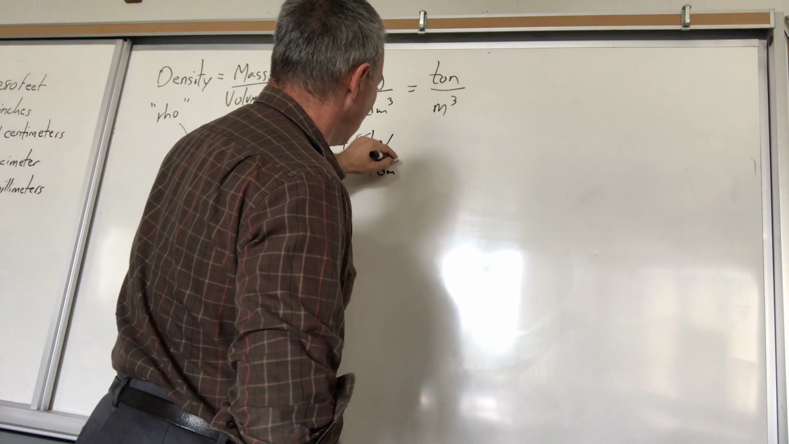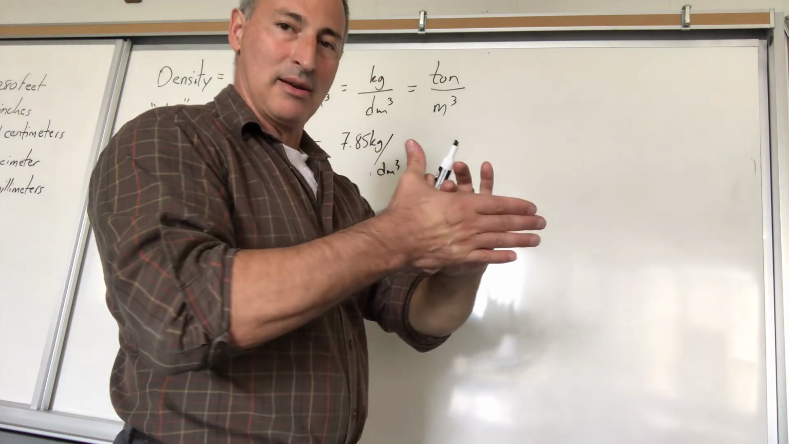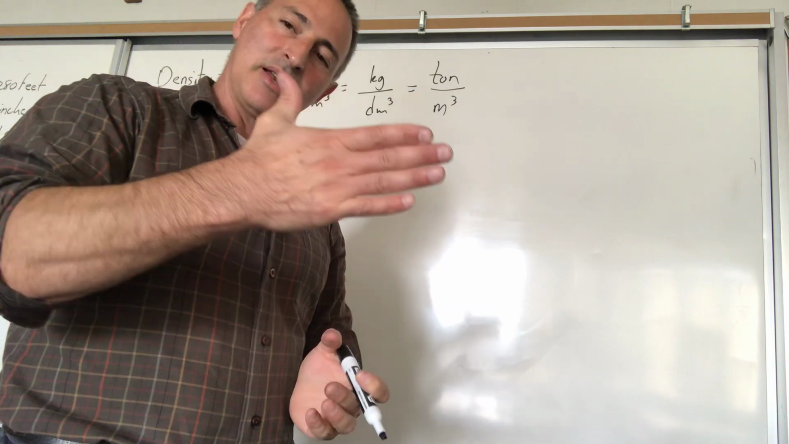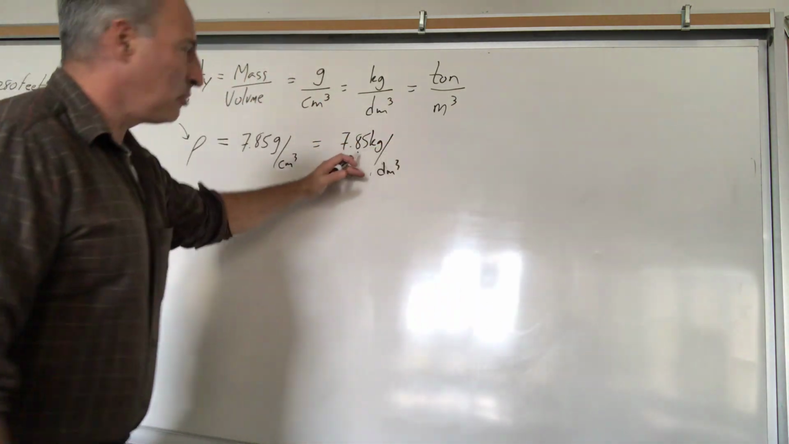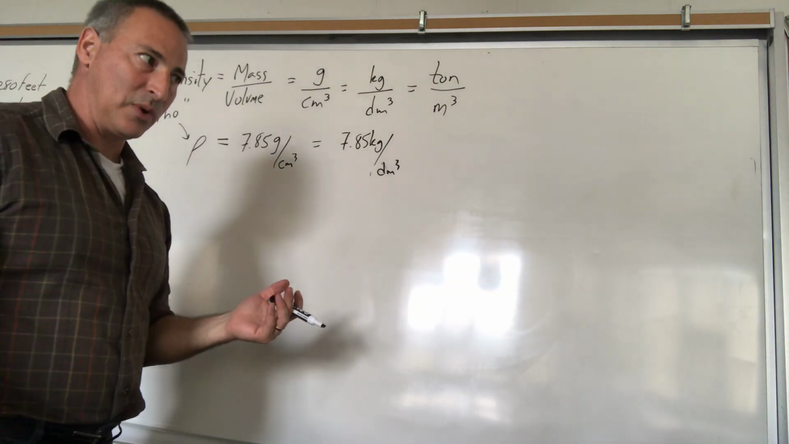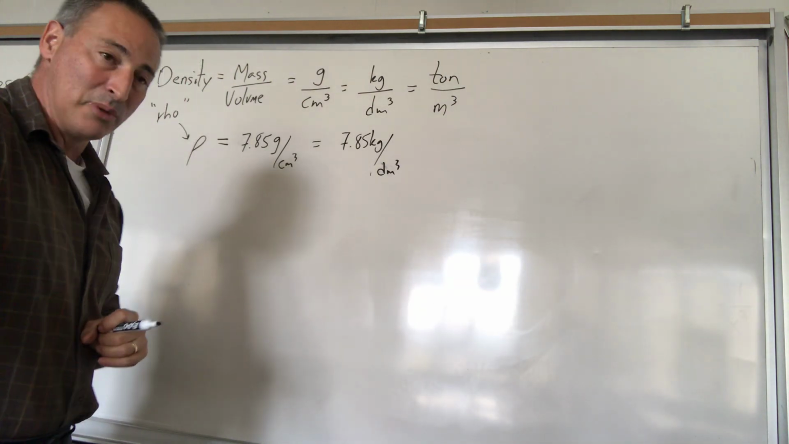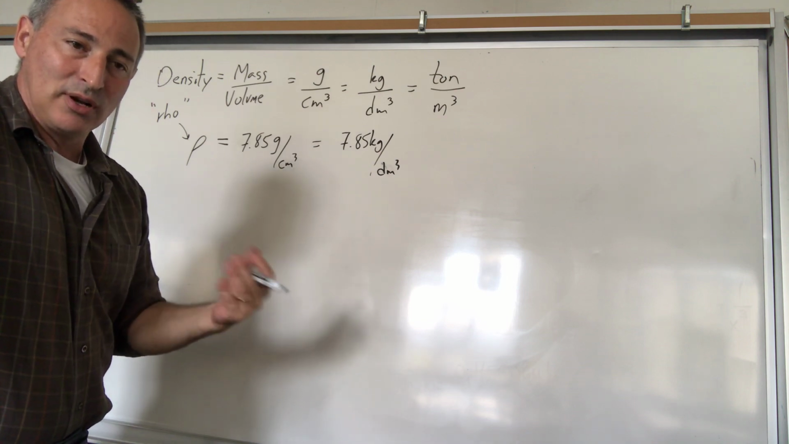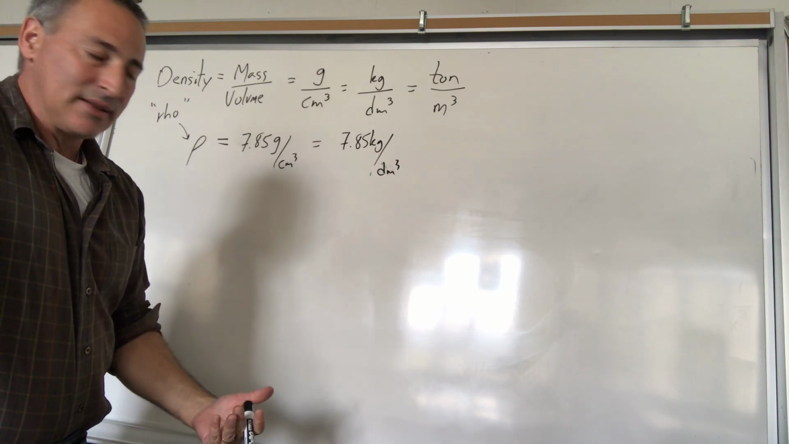So a decimeter cubed is about the width of my hand. My hand is 10 centimeters high, that's a decimeter. So if you had a cube the same height as my hand, it would weigh 7.85 kilograms if it was made of iron. If it was made of some other metal, it would weigh less or more. If it was made of aluminum, for instance, it would weigh 2.71 because aluminum has a lower density than iron.